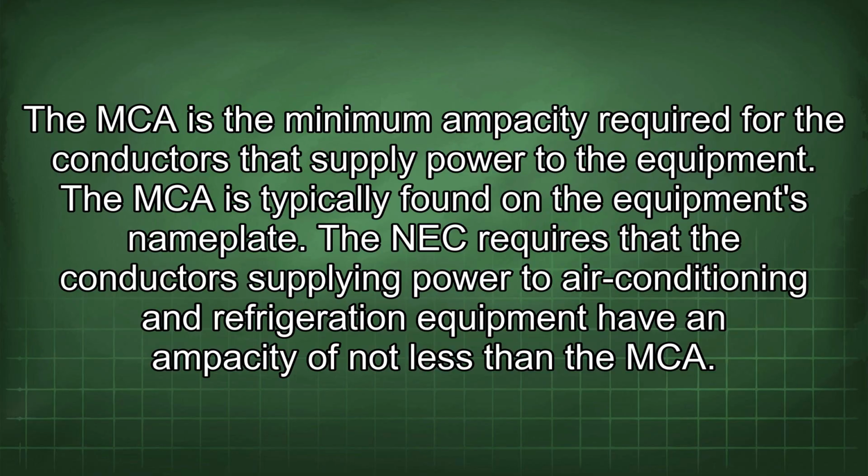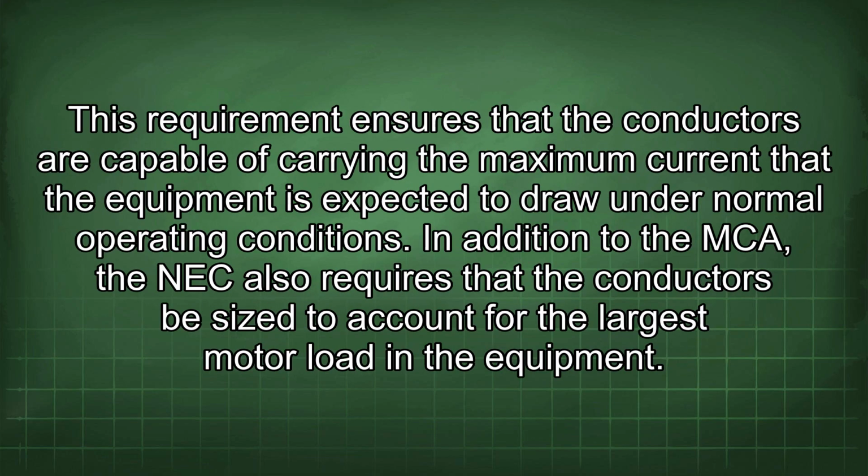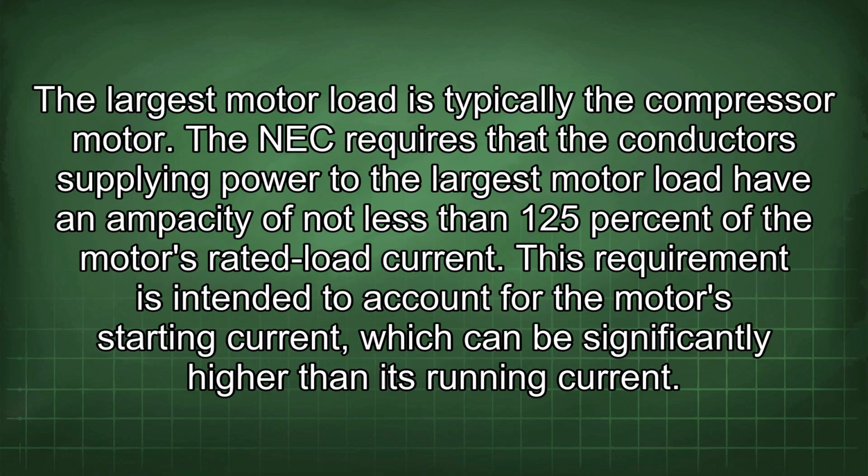The NEC requires that the conductors supplying power to air conditioning and refrigeration equipment have an ampacity of not less than the MCA. This requirement ensures that the conductors are capable of carrying the maximum current that the equipment is expected to draw under normal operating conditions. In addition to the MCA, the NEC also requires that the conductors be sized to account for the largest motor load in the equipment. The largest motor load is typically the compressor motor.